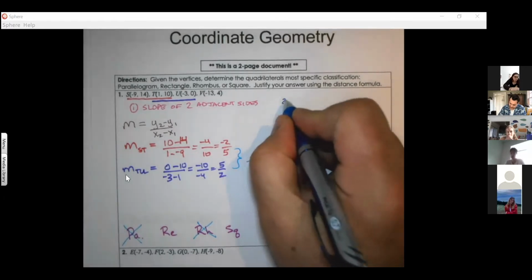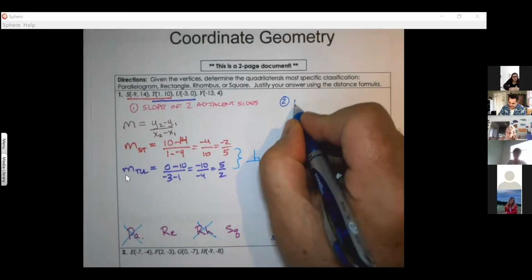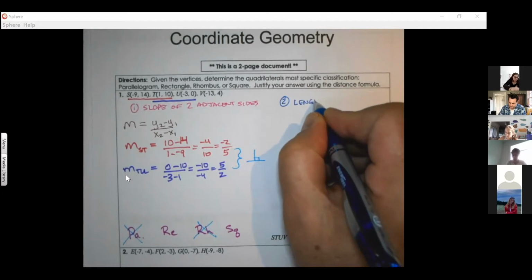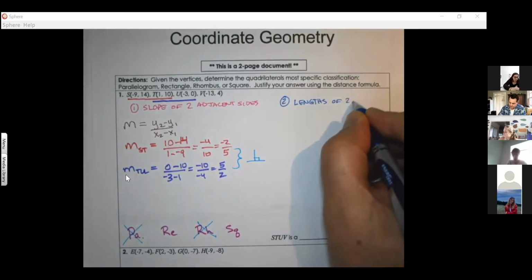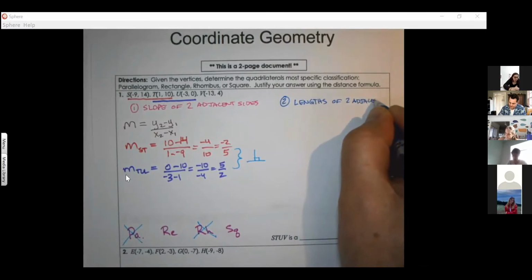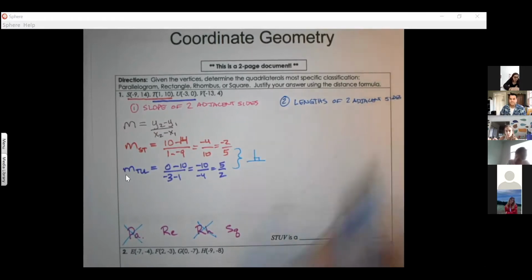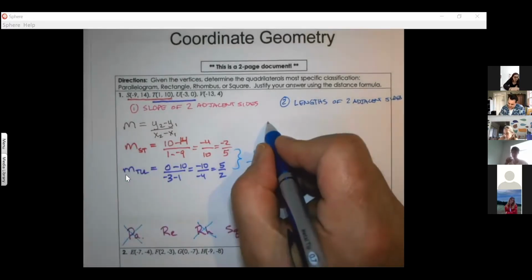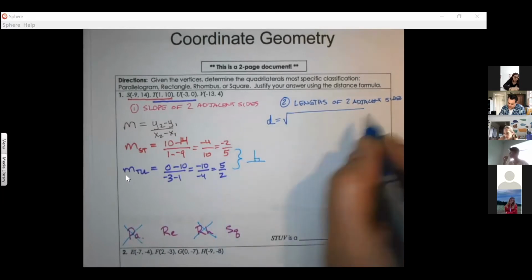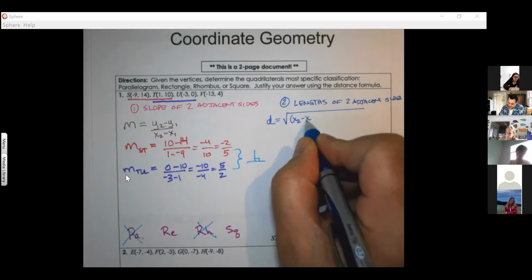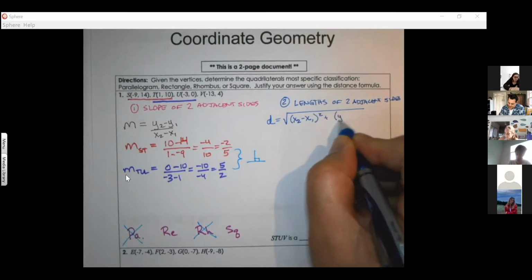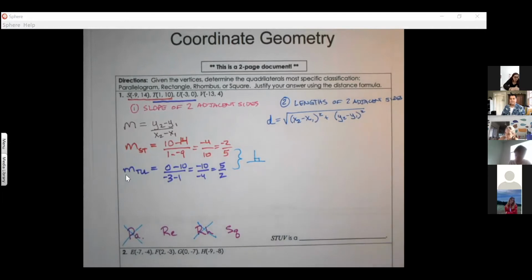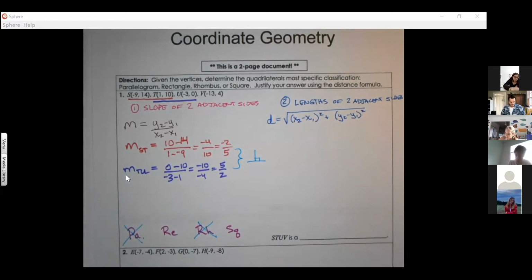So the second step is the lengths of two adjacent sides. We want to see if it's a rectangle with one long side and one short side next to each other, or if it's a square where they're the same size. So we're not going to use the slope formula. Now we're going to use the distance formula: the square root of (x2 minus x1) squared plus (y2 minus y1) squared. That's our formula.